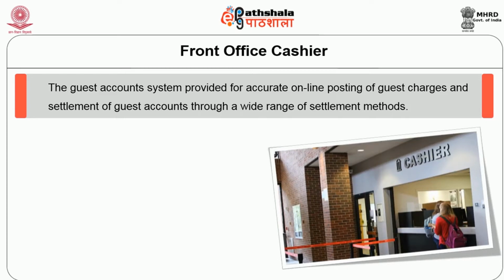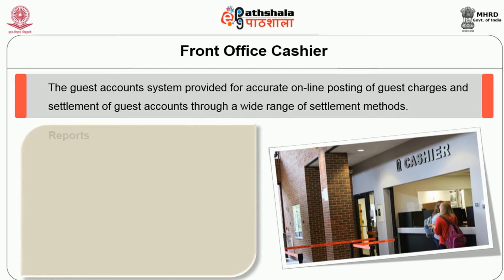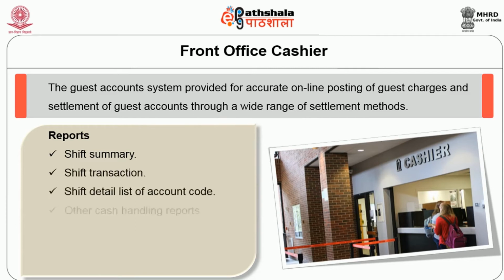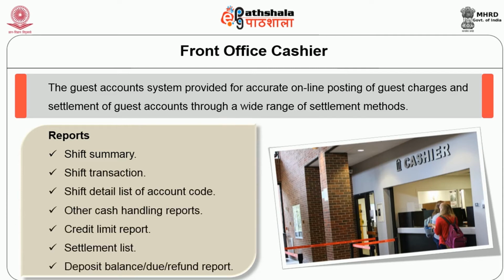Next is the front office cashier. In the case of the front office cashier, we'll see what all has to be maintained. The guest account system provides for accurate online posting of guest charges and settlement of guest accounts through a wide range of settlement methods. The reports maintained here are as follows. First one is the shift summary. Shift summary is a summary of which shift each person is coming and going on.